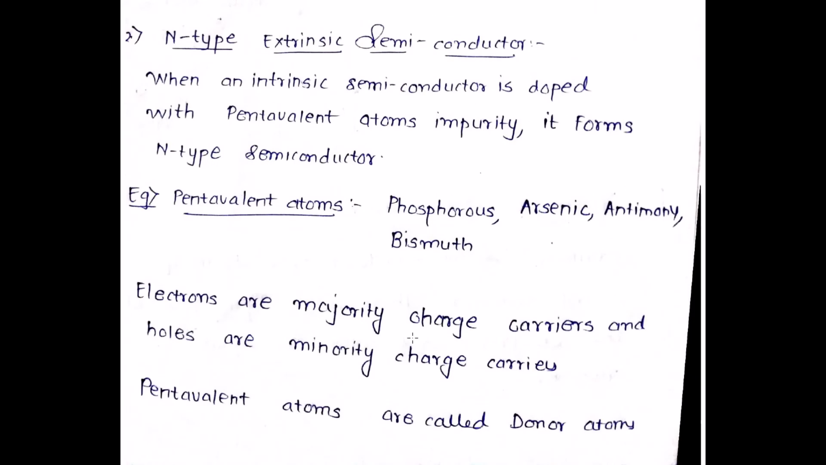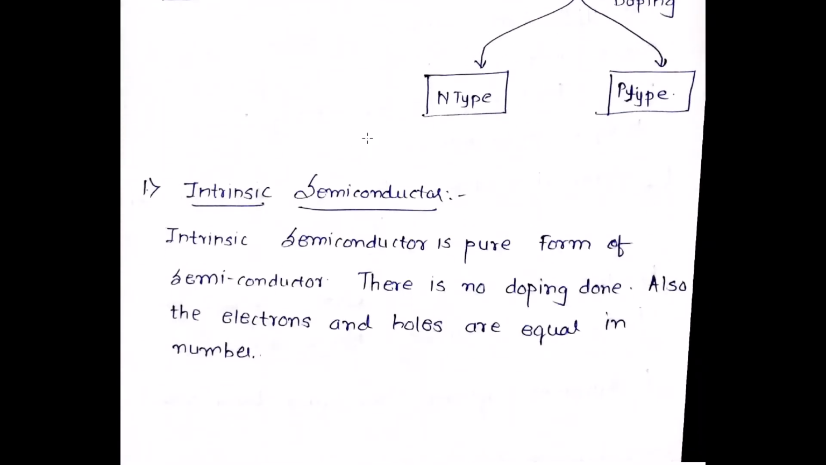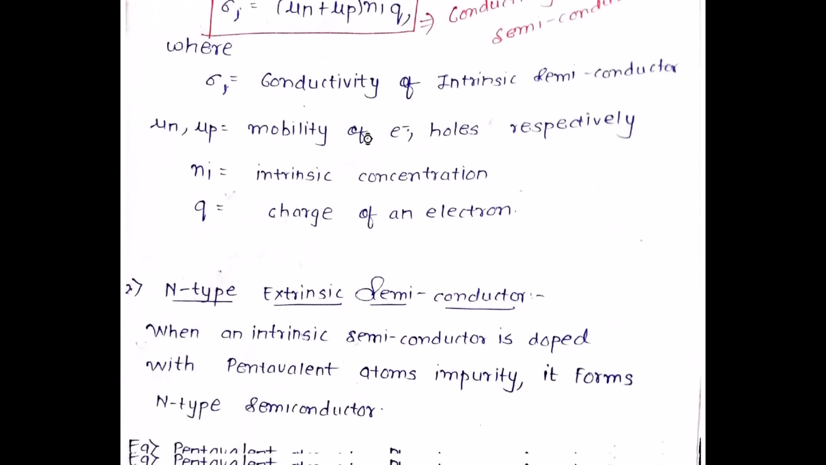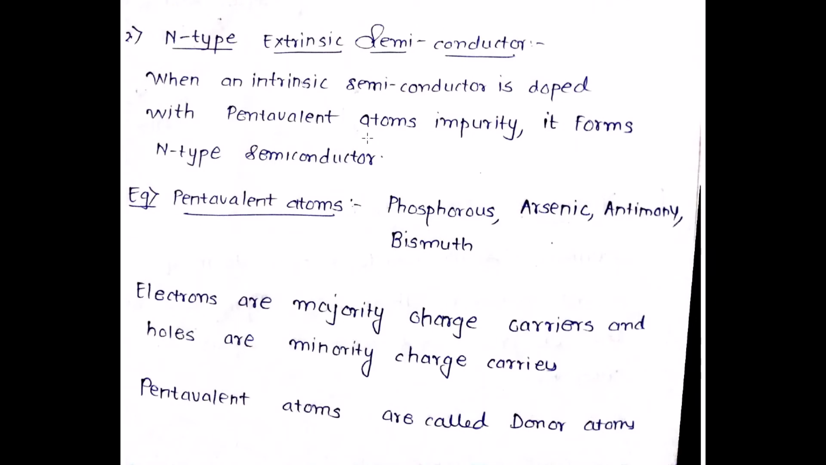Similarly, you have the N-type semiconductor. The N-type or extrinsic semiconductor is basically a type of semiconductor which is doped with pentavalent atoms. An N-type semiconductor is a kind of semiconductor in which the doping happens. If you see, in an intrinsic semiconductor there is no doping, but when you talk about an extrinsic semiconductor, there will be doping. And the N-type semiconductor is doped with pentavalent atoms.